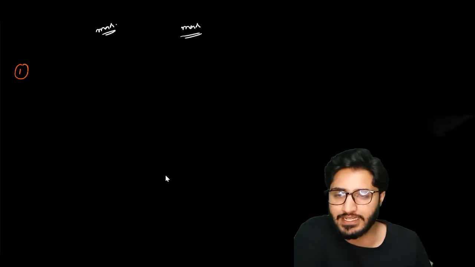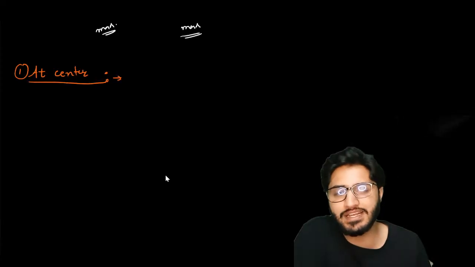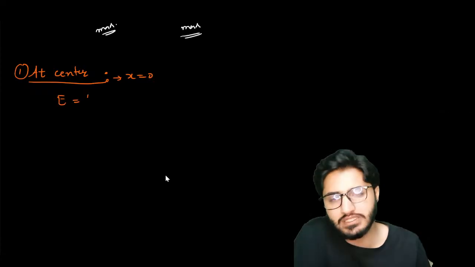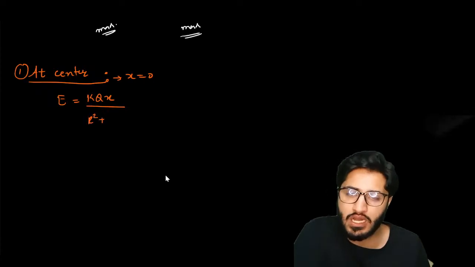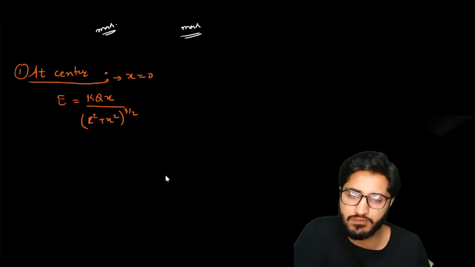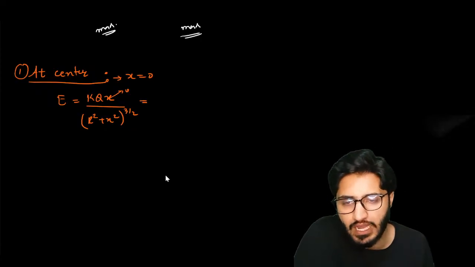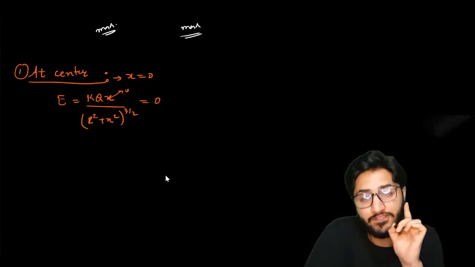Look. We will start from the center only. First point at center. At center my x would be 0. So my electric field is how much? It is kqx whole divided by (r square plus x square) to the power 3 by 2. So if I place x as 0, my whole expression will be 0. That means the electric field at the center of the ring is 0.